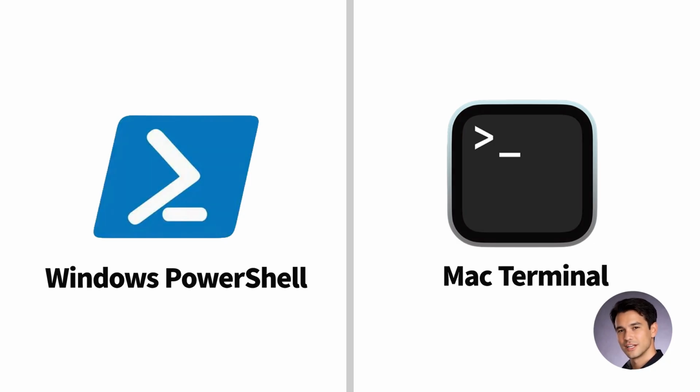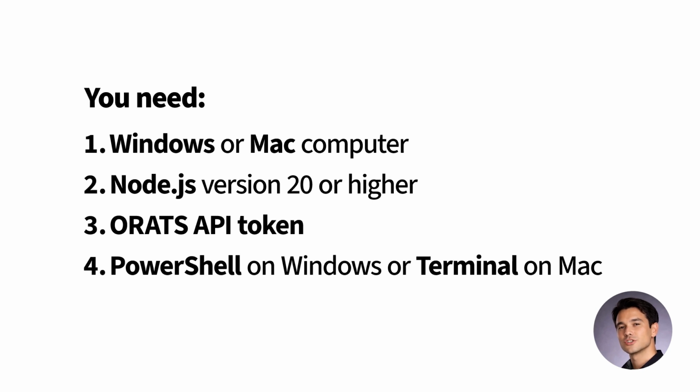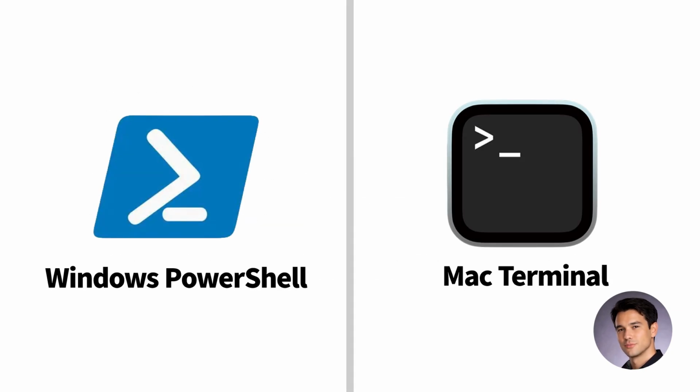Before we start, here is what you need. You need a Windows or Mac computer. You need Node.js version 20 or higher. You need an ORATS API token, and you need the terminal app for your computer. On Windows, we'll use PowerShell. On Mac, we'll use Terminal.